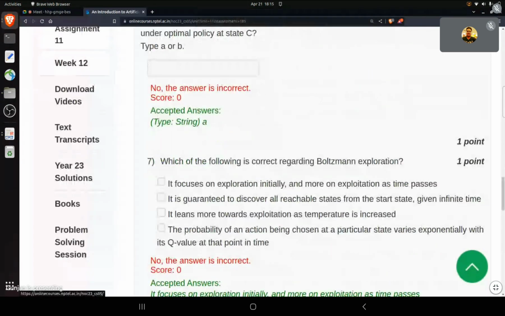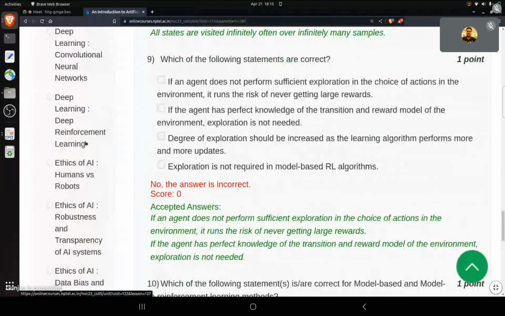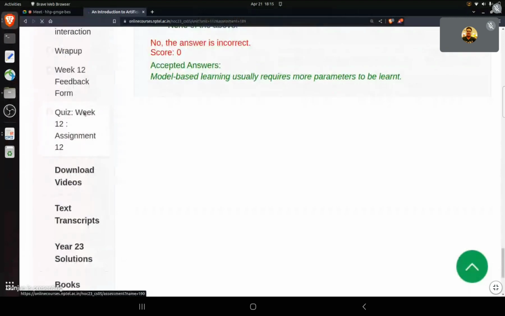Okay, so we will start with week 12 questions now. Quiz.